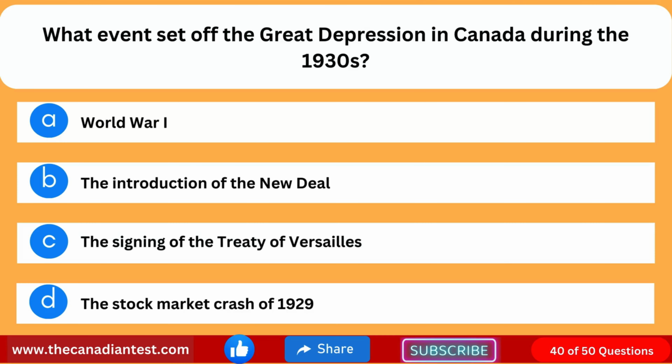What event set off the Great Depression in Canada during the 1930s? Option A: World War I. Option B: the introduction of the New Deal. Option C: the signing of the Treaty of Versailles. Option D: the stock market crash of 1929.